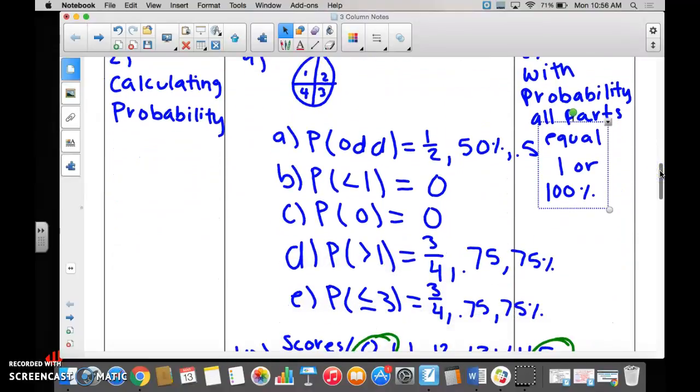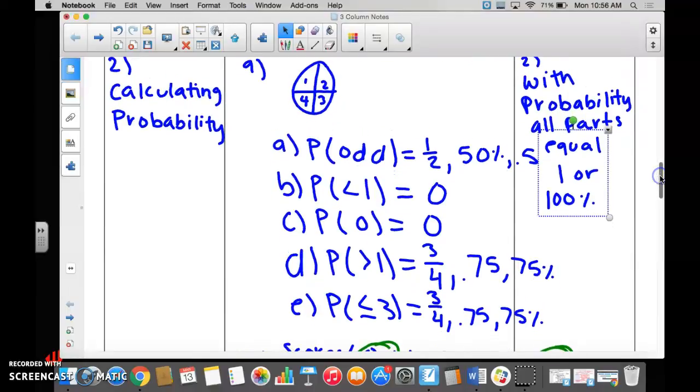All right, so then our first example was of a spinner. And we had to find the probability of spinning an odd. So to spin an odd, you could either get a 1 or a 3. And we said that was 1/2, 50%, or 0.5 as a decimal.